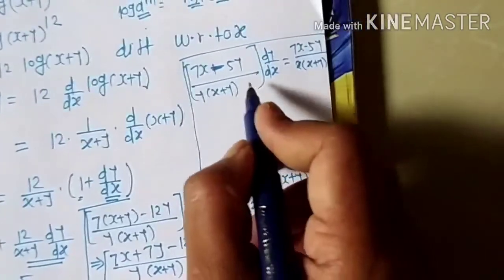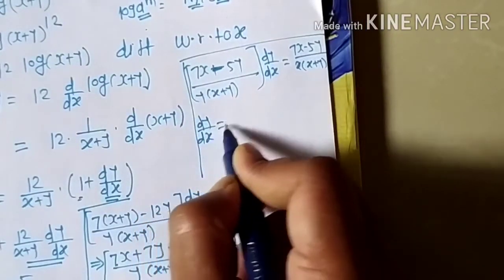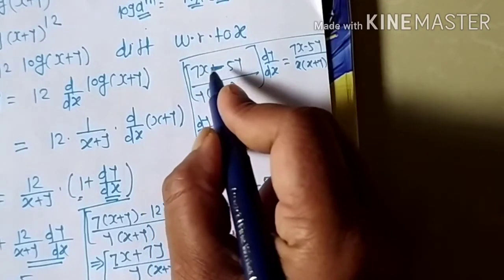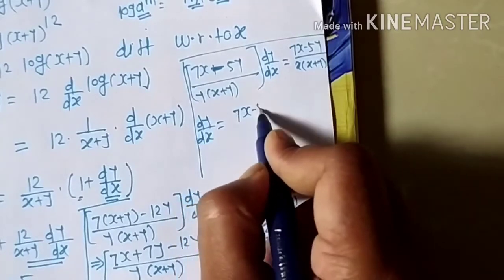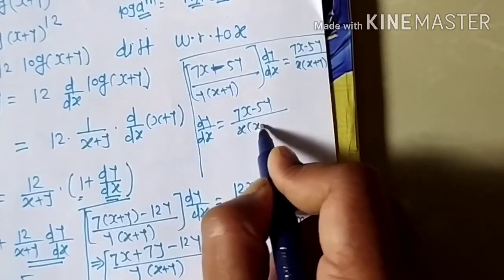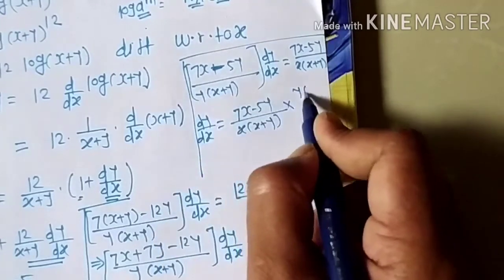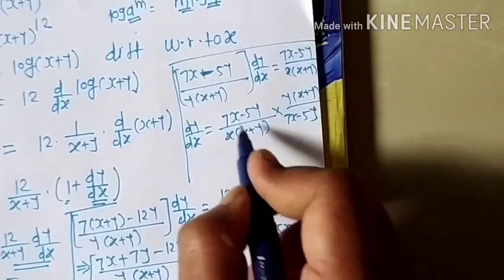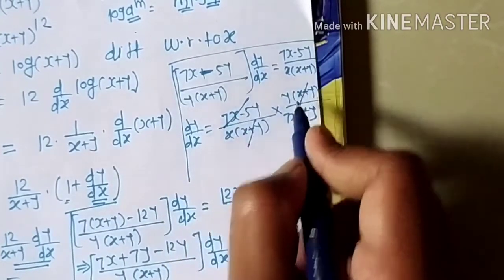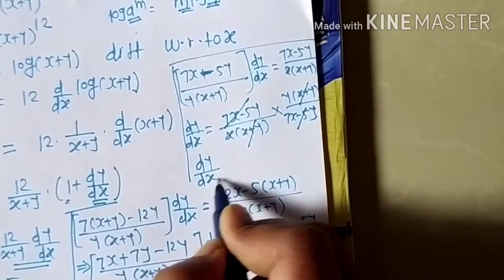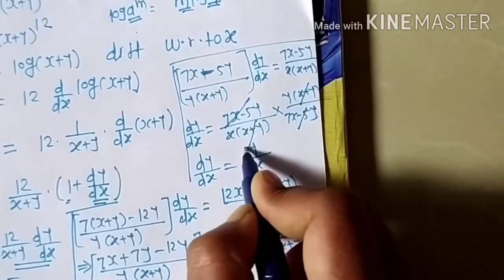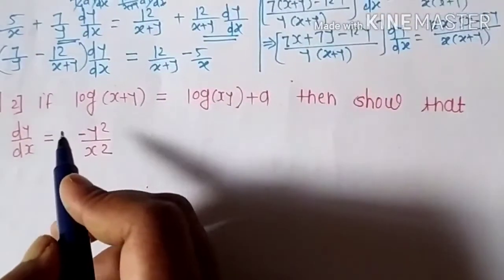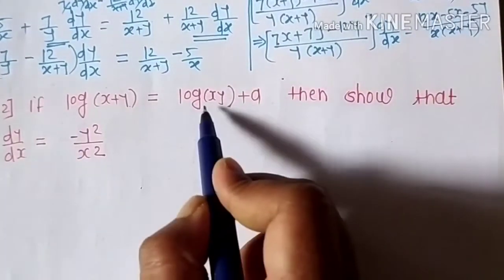Okay, then dy by dx is equal to, we transfer the whole term to the right hand side, it is the reciprocal of this, as the denominator goes to the numerator and the numerator goes to the denominator. Then 7x minus 5y divided by x into x plus y, into y into x plus y divided by 7x minus 5y. Then cancel out the common terms, this gets cancelled, x plus y. Then remaining is dy by dx equal to y divided by x, which is the required value of dy by dx.